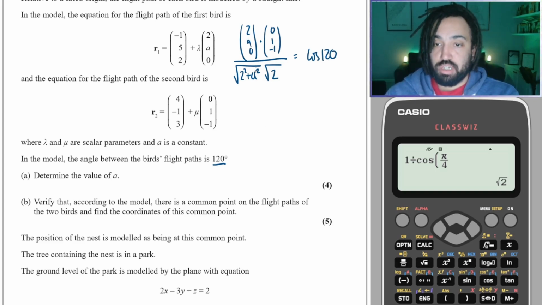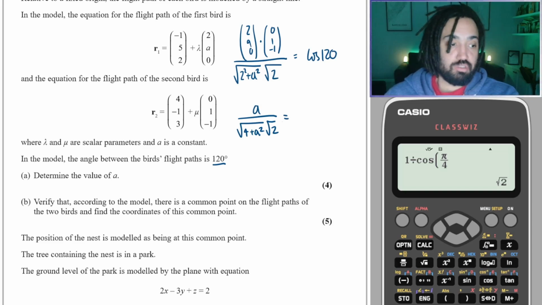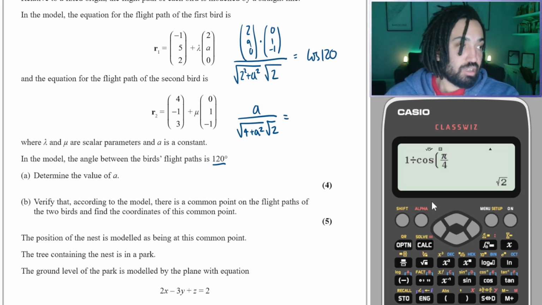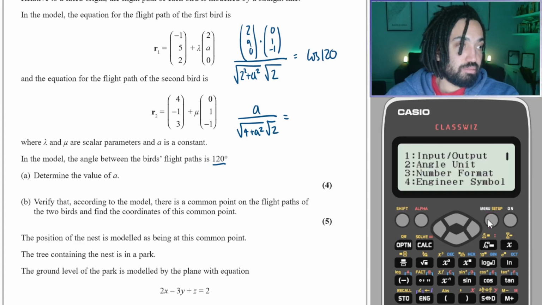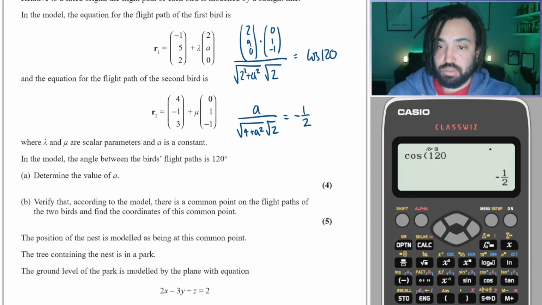Okay, so let's look at the dot product first. That will be 2 times 0 is 0, a times 1 is a, and 0 times minus 1 is 0, so it's just a on top. On the bottom, this is root of 4 plus a squared, and then root 2. And cos of 120 is, pretty sure, I'm going to go out on a limb here and say it is minus a half. Yeah, minus a half. Okay, so if I square top and bottom, that's going to give me a squared.